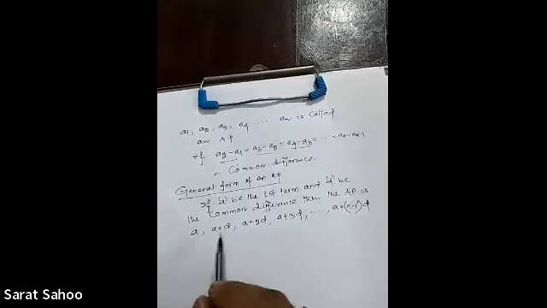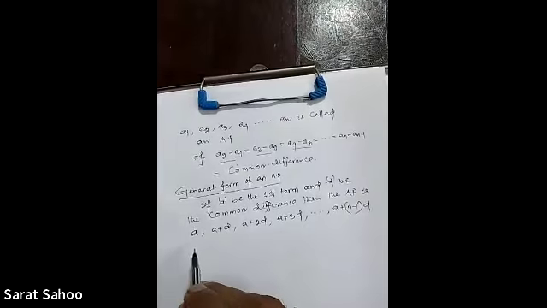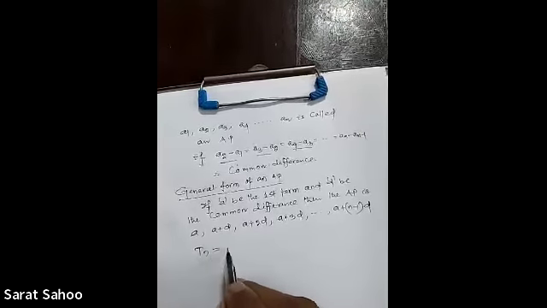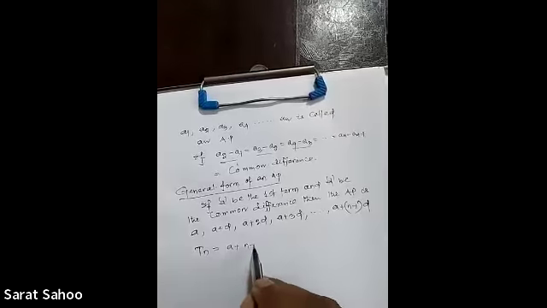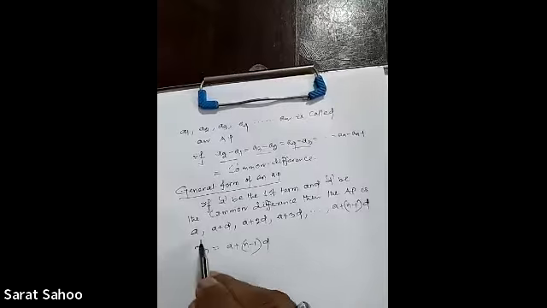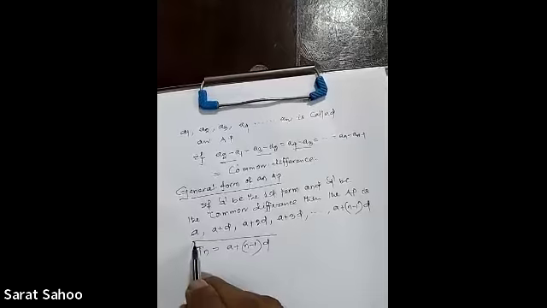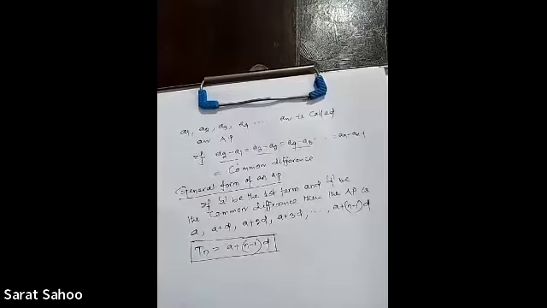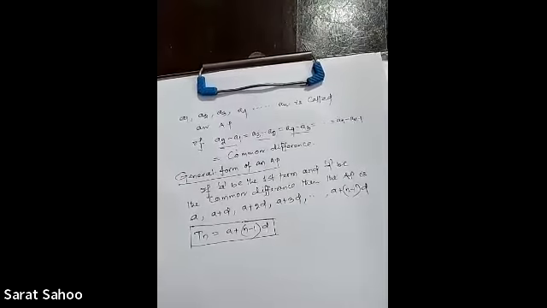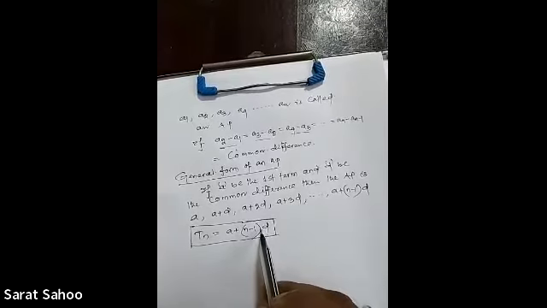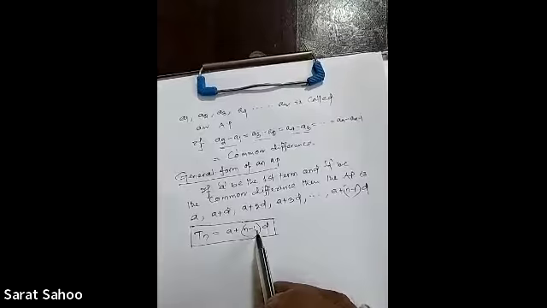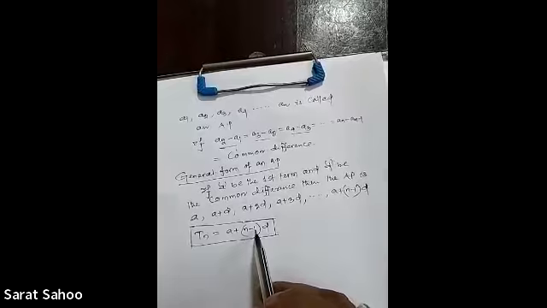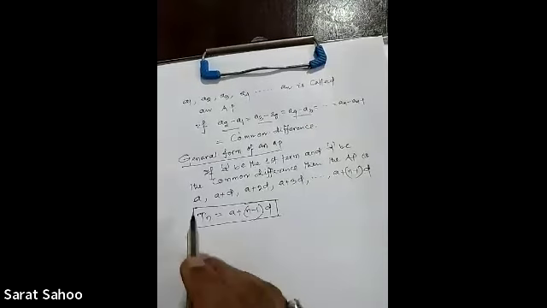Thus, the nth term of an AP, whose first term is A and common difference is D, is given by Tn is equal to A plus (n minus 1) into D, where A is the first term and D is the common difference. If the first term and the common difference are given, then we can calculate any term of the sequence. Okay. So write down a question.